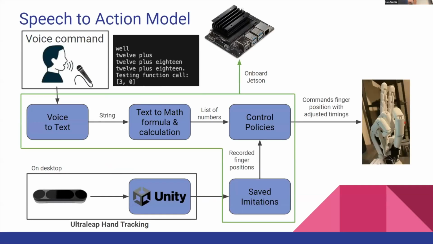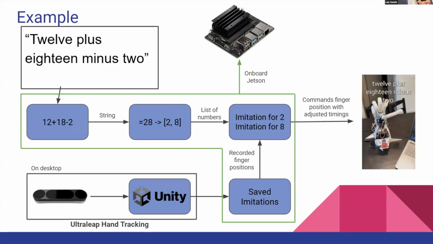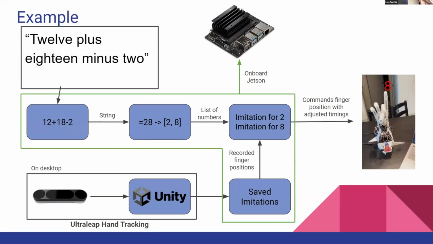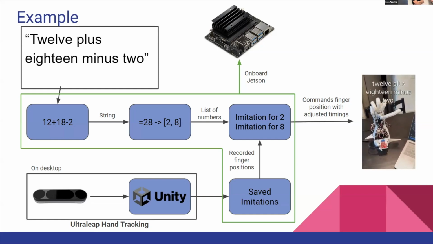All right, so first the calculation model. We showed some of this last time, but essentially you give a calculation command, like 12 plus 18, and then it converts that into 30, and then you have the 2 control policies for 3 and 0 that it signs. This is an example of that, that we took a video of. If you give it this command, it'll figure out what the answer is, 28, separate it into 2 and 8, and then send it to the imitations for 2 and 8.